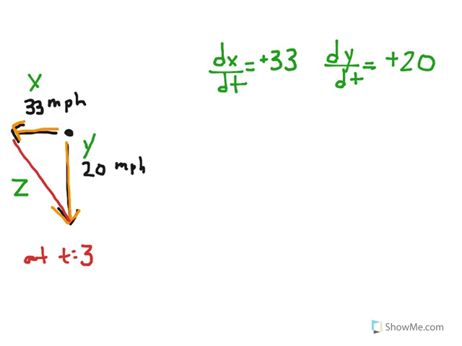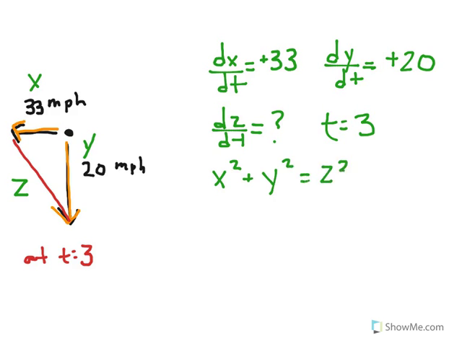I have dx/dt, I have dy/dt. I need an equation that relates the things. What am I looking for? First, I write down what I need to find. I'm looking for dz/dt. How fast is the distance between them changing? dz/dt equals question mark. And I'm also looking for at t equal to 3. So I need an equation that relates the quantities. I think we all know that's x squared plus y squared equals z squared.